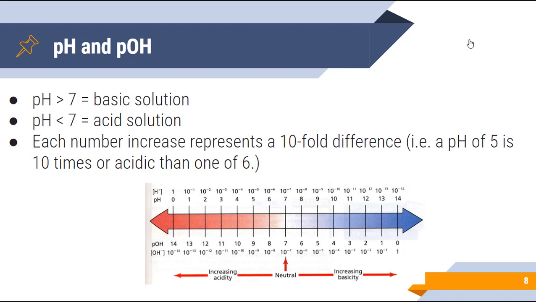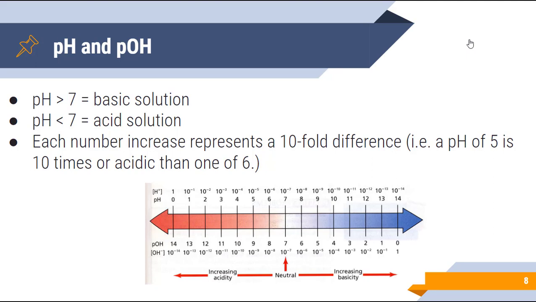So if we look at our pHs, if the pH is greater than 7, it is a basic solution, meaning that the solution has more hydroxide or OH concentration than it does H3O+. If the pH is less than 7, it is an acidic solution, meaning that it has more hydronium ion concentration than hydroxide.